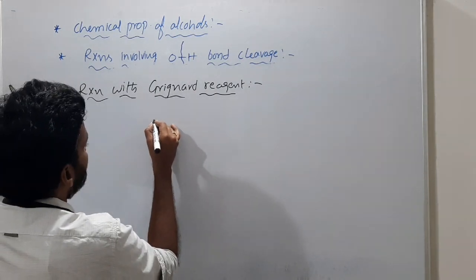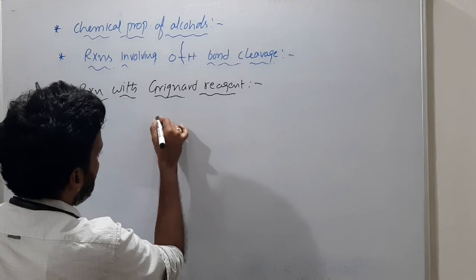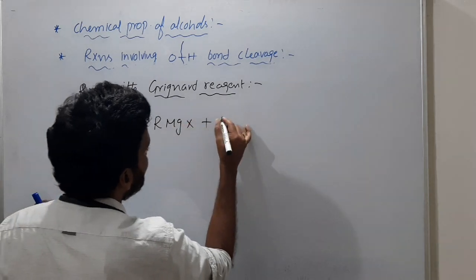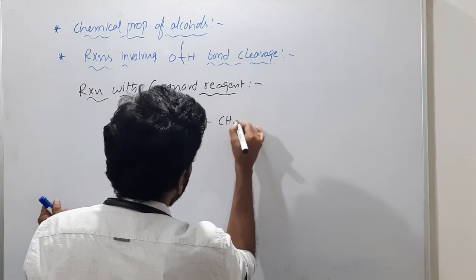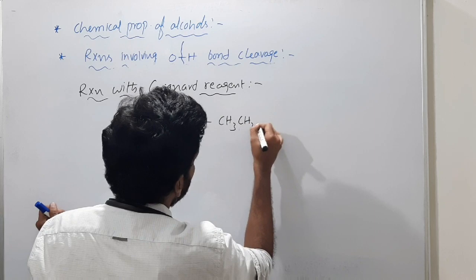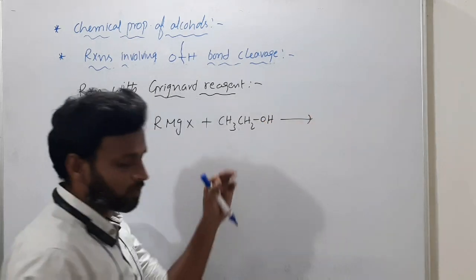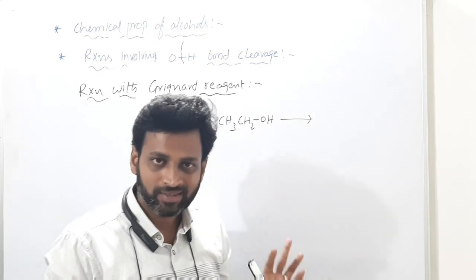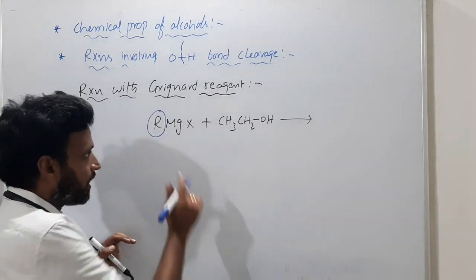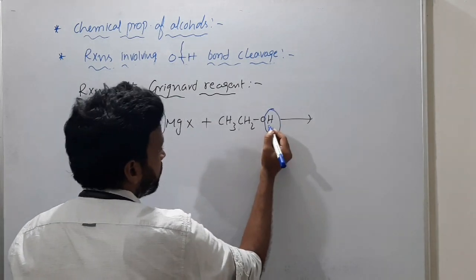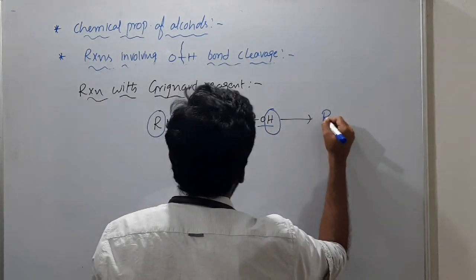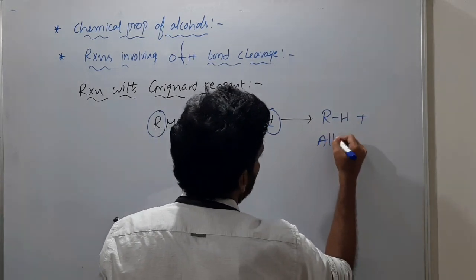Let's see. Now Grignard reagent means what? RMgX. When RMgX reacts with an alcohol, some CH3CH2OH, whatever the alcohol is, that is unnecessary for you. In Grignard reagent, what is the R group? That R group and this proton, OH bond cleavage, so what is the product here? RH. Alkane is the product.